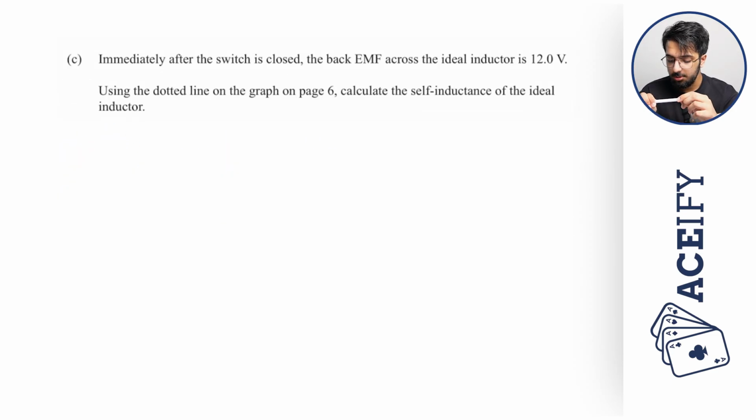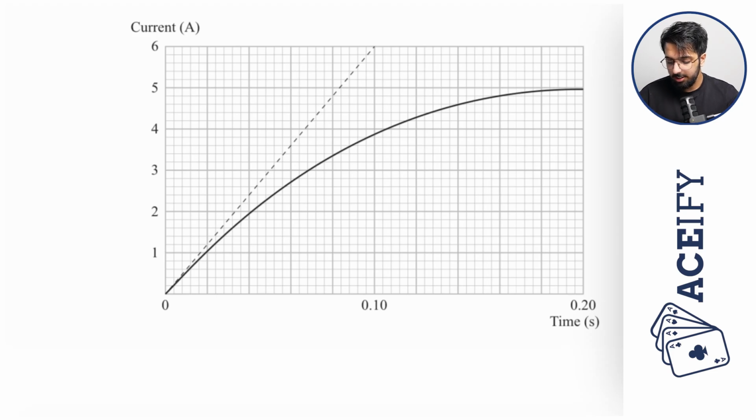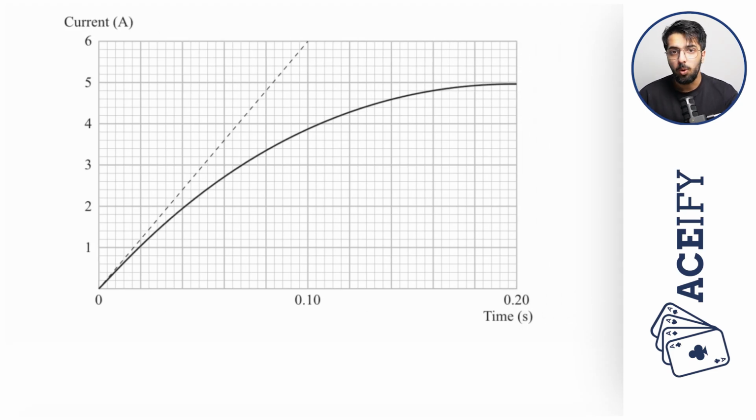Immediately after the switch is closed, the back EMF across the ideal inductor is 12 volts. Using the dotted line on the graph on page 6, calculate the self-inductance of the ideal inductor. Alright, so we know that our equation is equal to negative L, change in current all over change in time. Okay, and so if we use this graph, this seems kind of odd why we would use the dotted line instead of this line, okay?